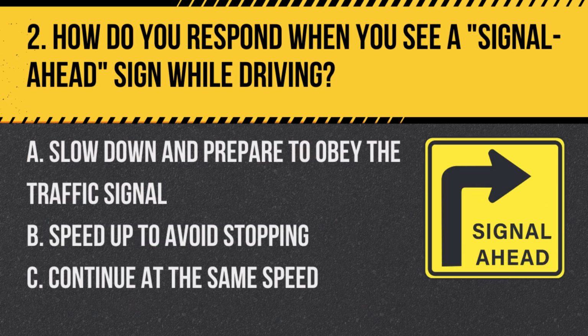Question 2. How do you respond when you see a signal ahead sign while driving? A. Slow down and prepare to obey the traffic signal. B. Speed up to avoid stopping. C. Continue at the same speed. Answer. A. Slow down and prepare to obey the traffic signal. This sign indicates that a traffic signal is ahead.